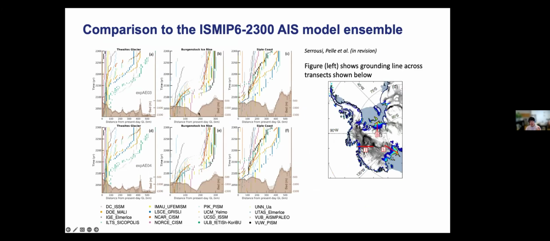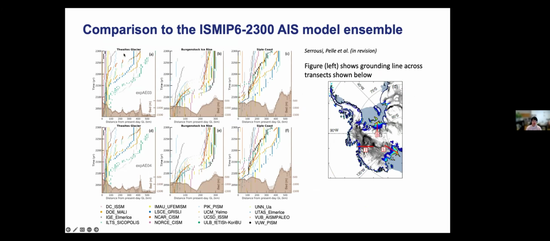So just putting this into the context of the larger picture, courtesy of Helene Seroussi, I'm able to show this plot, which is included in the draft of ISMIP6, and it's currently being reviewed.